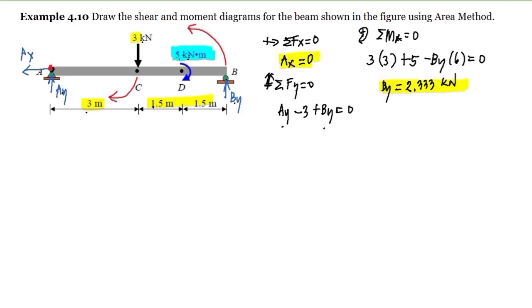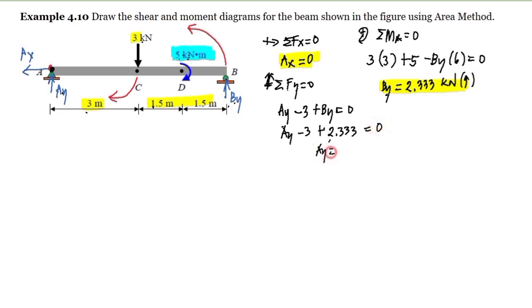Then, substitute lang natin dito sa tuloy natin yung kanina. So, AY minus 3 plus BY, which is 2.33. Wait lang, balikan natin to. Since positively lumabas dito, meaning tama yung assumption natin that BY is directed upward. So, this is upward, meaning this is positive. And that is equal to 0.